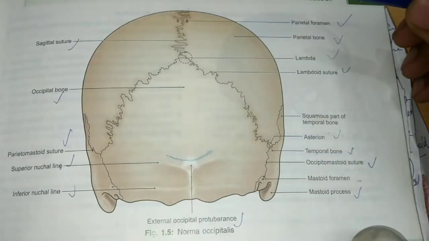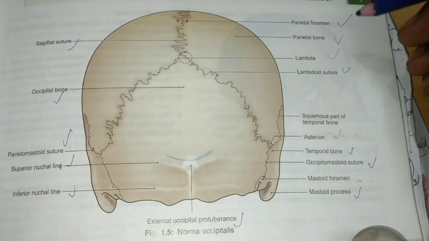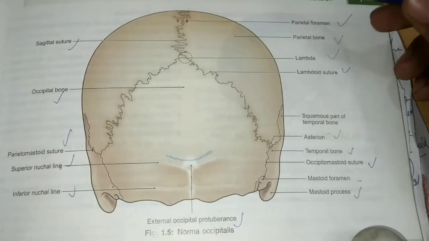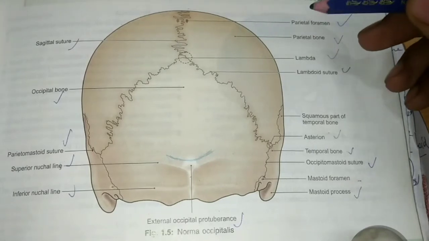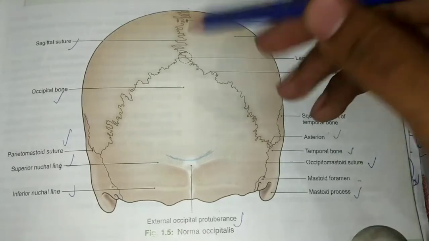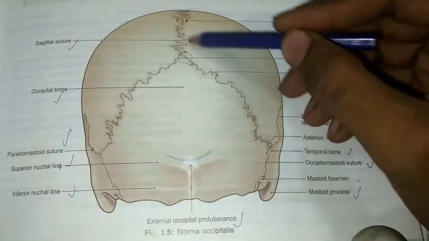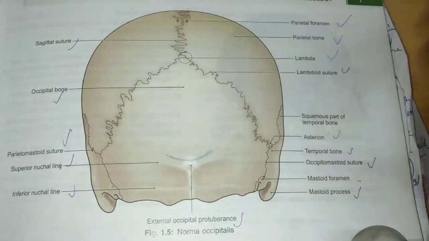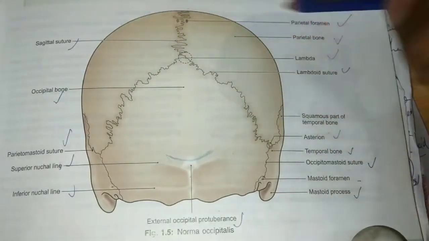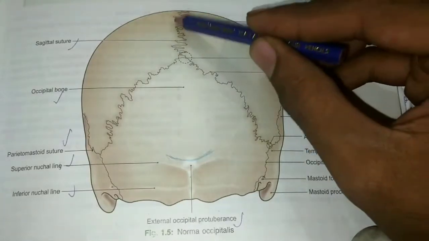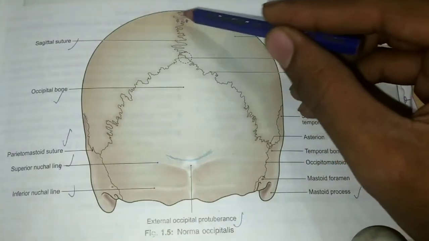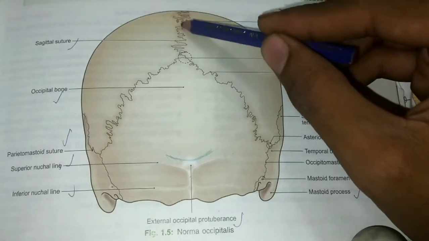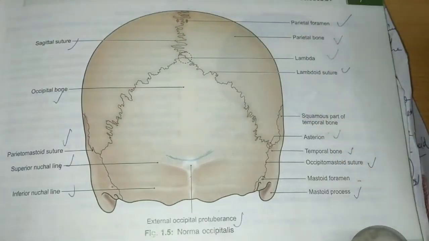Now coming to the important features that are present on the Norma occipitalis. The first point is the lambda, which is the meeting point of the sagittal suture and the lambdoid suture. Now coming to the parietal foramen. This one is the parietal foramen, which is present on either side of the obelion. This one is the obelion. Through the parietal foramen the emissary vein passes.